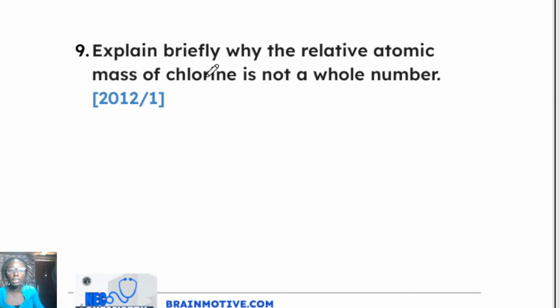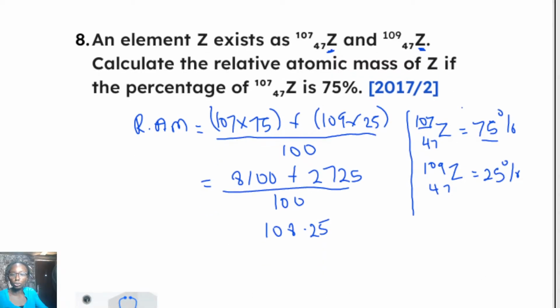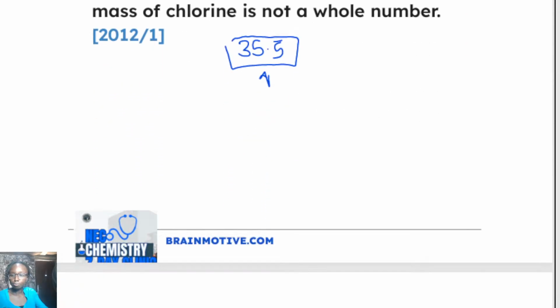So now this is a question that is asked. This question is asking us to explain briefly why the relative atomic mass of chlorine is not a whole number. The relative atomic mass of chlorine is 35.5. The reason is very simple: the relative atomic mass is simply the average of all the isotopes of chlorine. If you find the average of both isotopes, you have 35.5, which is what we did in this question. We found the average. That's why they're usually not whole numbers, they're always in decimals.